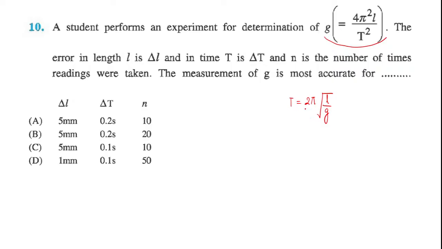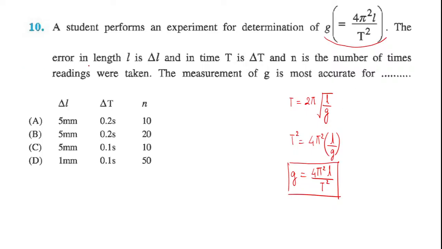But what we do is we take square on both the sides, and as per that T square is equal to 4 pi square L by G, the square root will go up. Now I want to make G the subject of the formula, so I'll write G is equal to 4 pi square L by T square. So this is how we get the formula, right? So that's what is given over here.